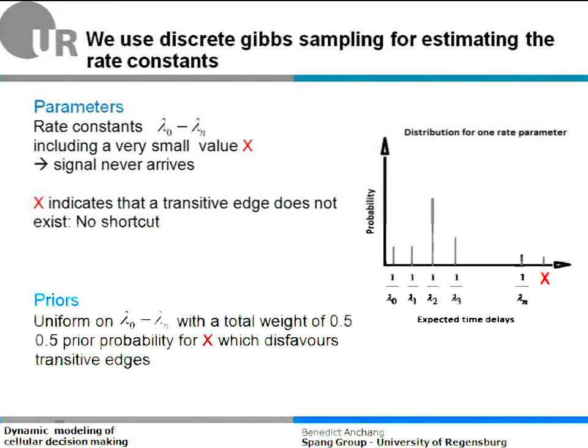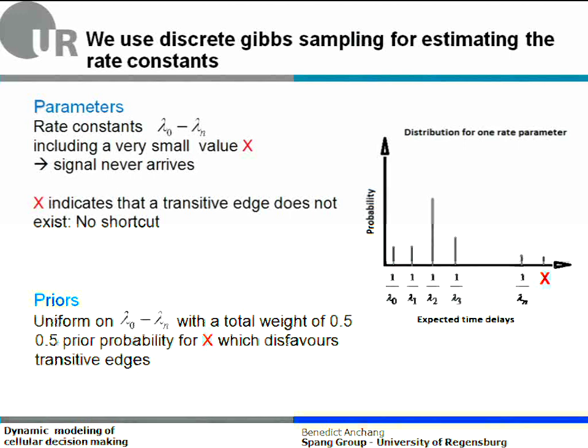So to show how we estimate our model parameters, we basically estimate the signaling rates between all the edges. Associated with each edge, or with each rate parameter, we fix a very large value, which we denote as lambda 0, corresponding to predictable time delay, and a very small rate value x, which simply means that the signal never arrives, or that there is no sensitive edge, or that there is no shortcut signaling.